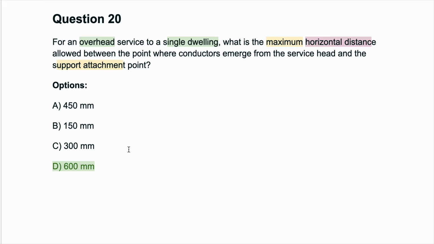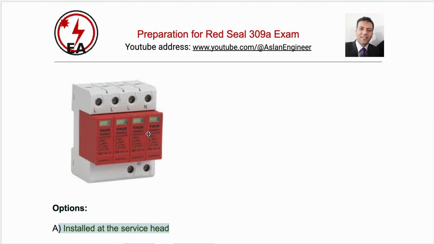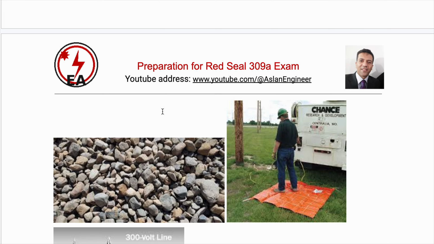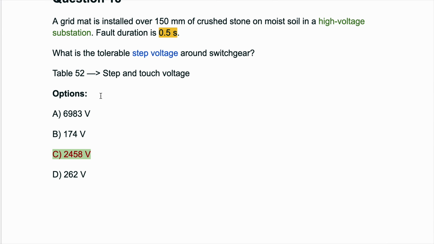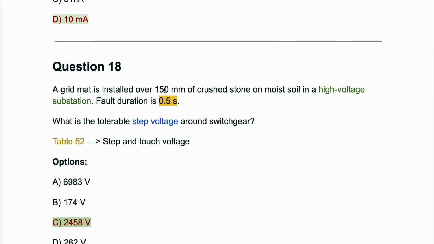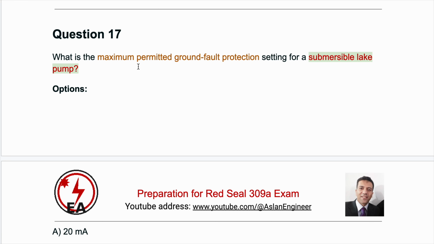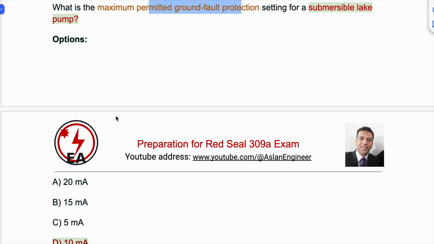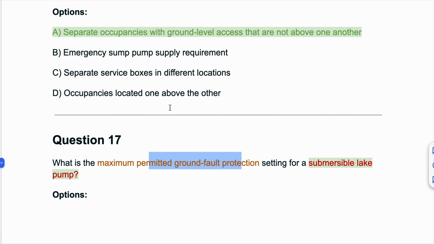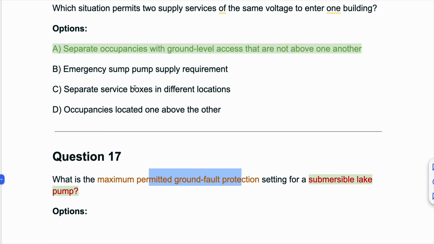Okay, that's it. Question 20 done; question 90 was the low voltage surge arrester. This one is about touch and step voltages. You can find them in table 52. It's important to know what table 52 is. This one is about the submersible lake ground fault protection. How much is 10 milliamps? This is the limitation of the accessible amperage, just 10 milliamps.